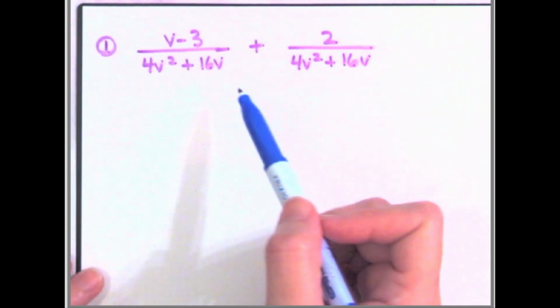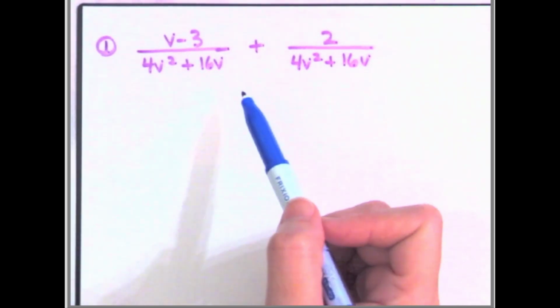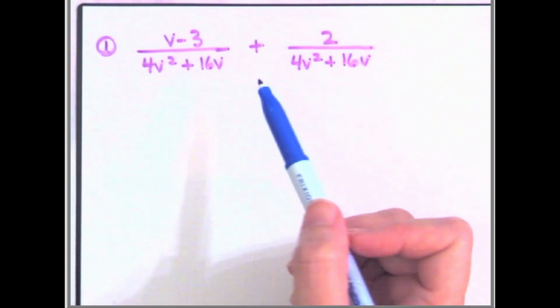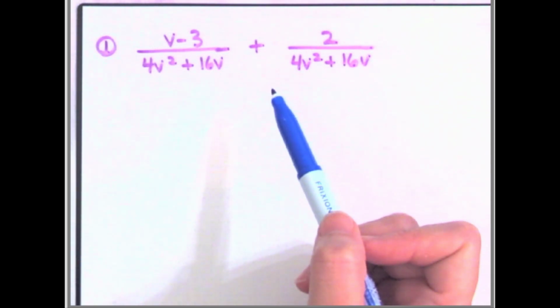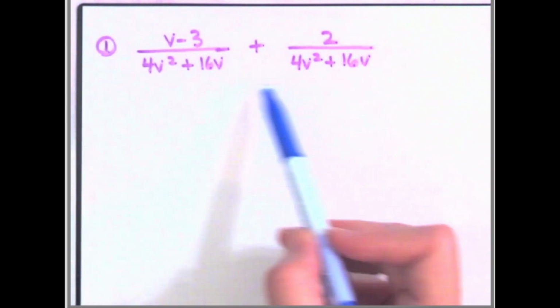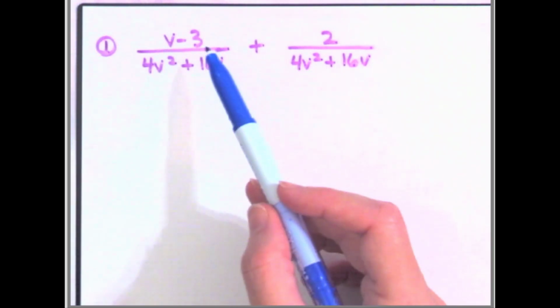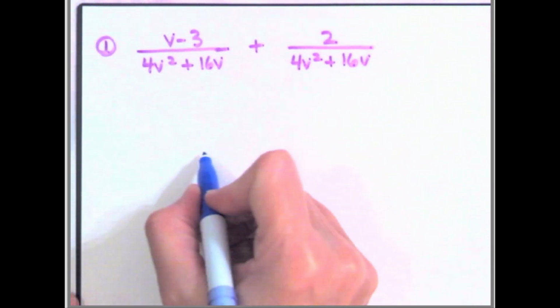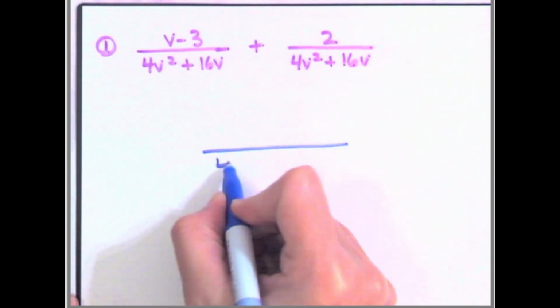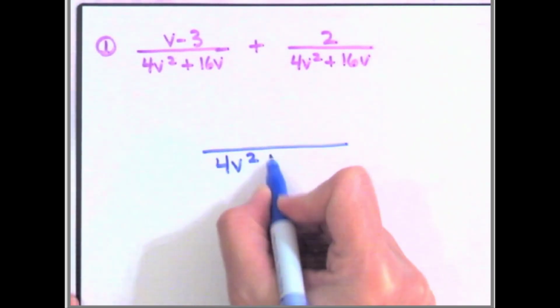Today we're going to be adding and subtracting rational expressions. Remember, a rational expression is just a fraction with a numerator and a denominator. And so long as we have the same denominator, we can add the numerators. So I see that I have the exact same thing in my denominator. So I'm going to go ahead and write down my common denominator.